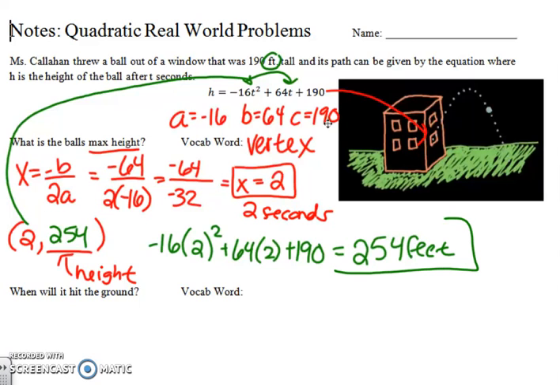So 254 feet is going to be the max height that the ball reaches, okay? If I wanted to label it on a graph, here would be 254. So at 2 seconds, that ball reaches its max height. If I ask you for max height or vertex or anything like that, you're going to have to do negative b over 2a and substitute it back in.